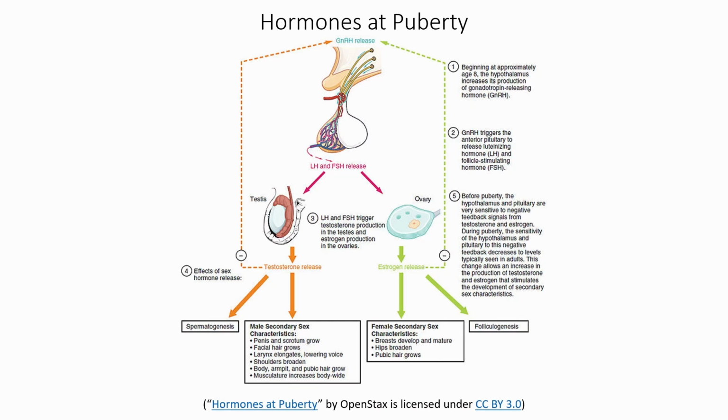In the testes, that will help us develop sperm. It'll also help with the production of testosterone. In the ovaries, we see estrogen production and the follicles maturing. Again, both of those will use negative feedback to slow the release of luteinizing and follicle stimulating hormone down.